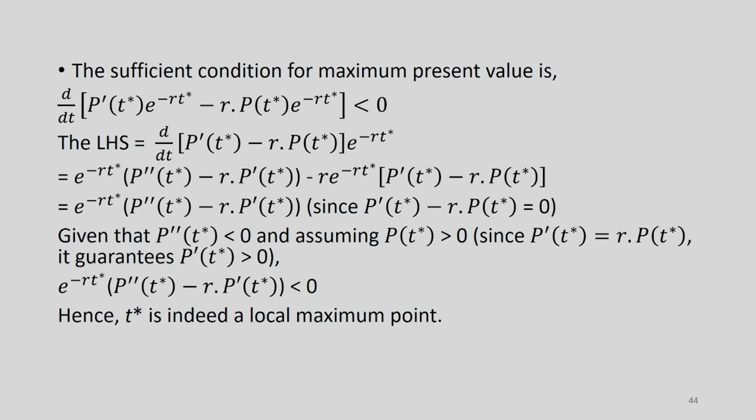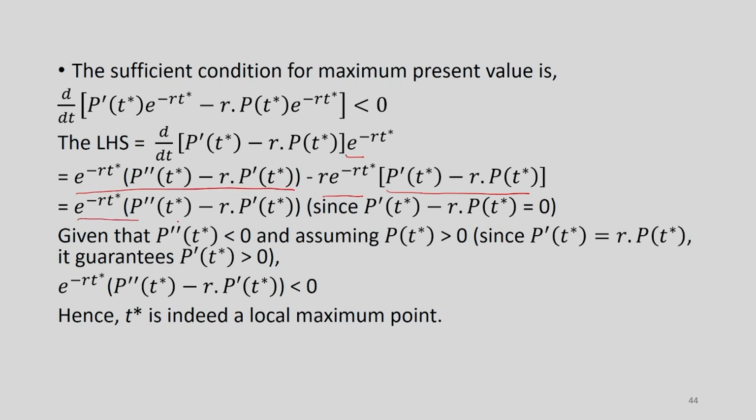Now let us look at the left hand side. I am just going to simplify this a bit. I have taken e to the power minus r t star common, outside the brackets, and then we do the differentiation. In the process we have the term P dash t star minus R of P of t star, which we have seen is equal to 0. So this part drops out, and we are only left with the first term.